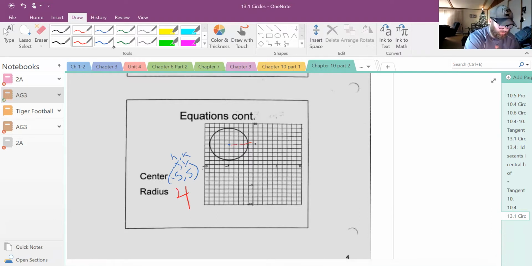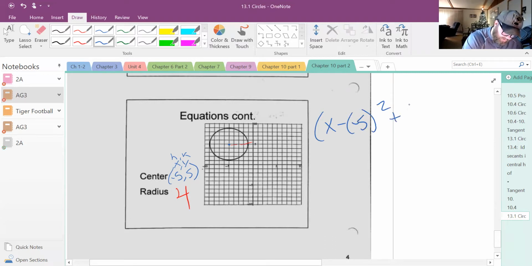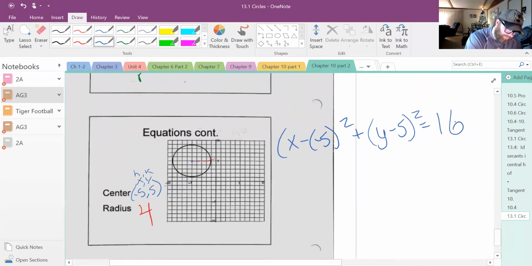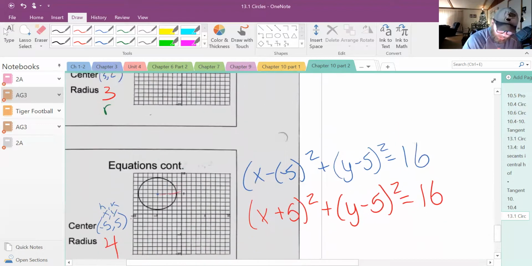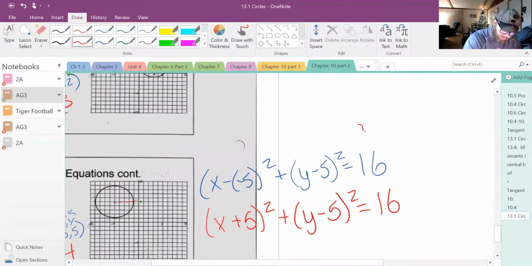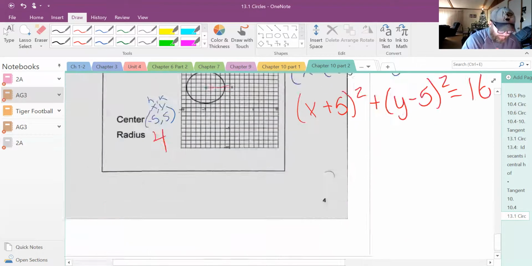Okay, let's write our equation. So remember, negative 5 is my h, so I have x minus a negative 5 squared plus y minus 5, that's my k, squared equals, what's 4 squared? 16. Let's simplify this a little bit more. Remember, 2 negatives make a positive. Plus y minus 5 squared equals 16. Where do we get the 16 from? It's my radius squared, which is 4 squared in this problem. And that's it.